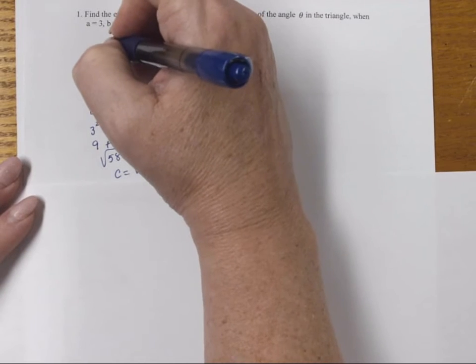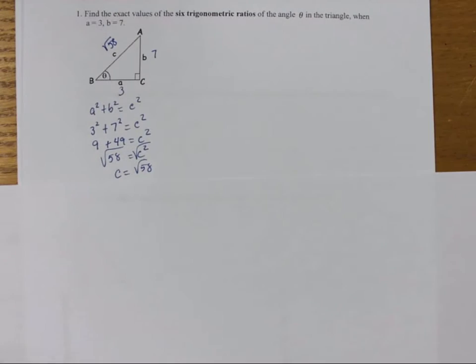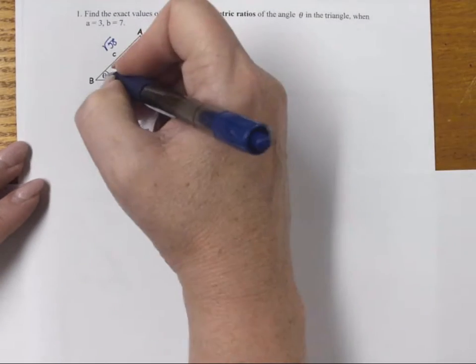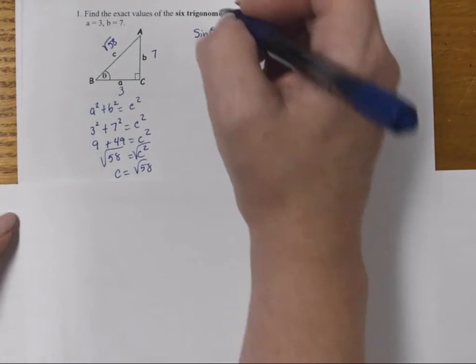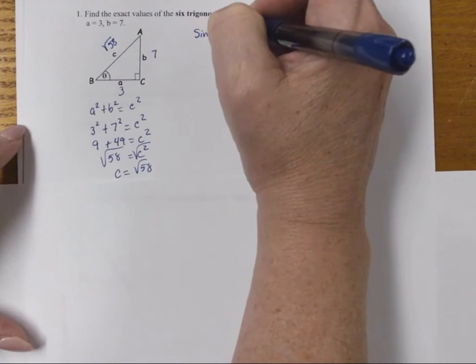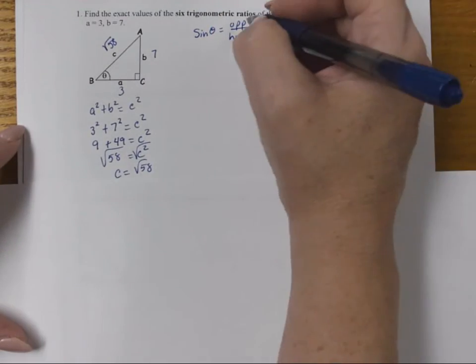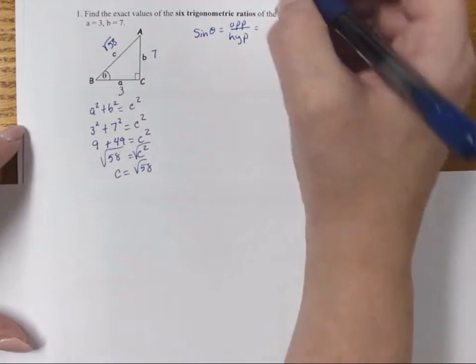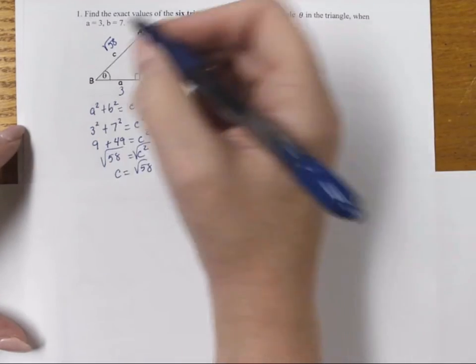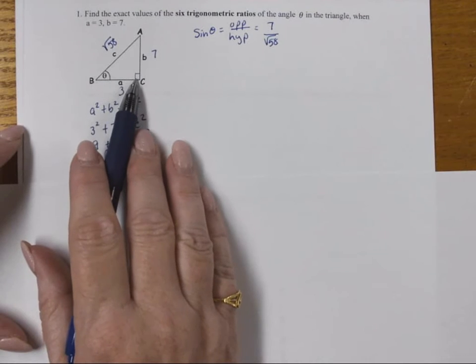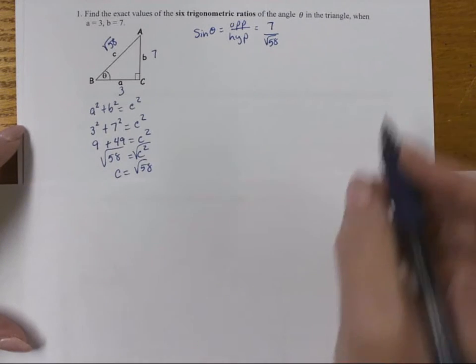So now that I have the square root of 58, I can solve the 6 trig ratios. I can find those exact values. So the thing you have to remember is how they work. If I'm looking at sine of theta, because we're using our angle theta here, the sine of theta is going to be equal to the opposite over the hypotenuse. So in that case, our opposite of our theta is going to be 7. The hypotenuse is going to be the square root of 58. Remember, the hypotenuse is going to be across from your right angle of your triangle.